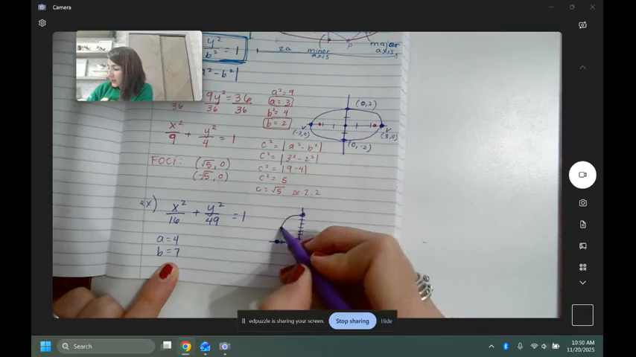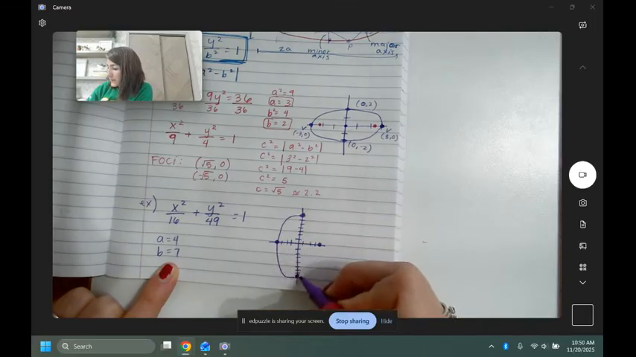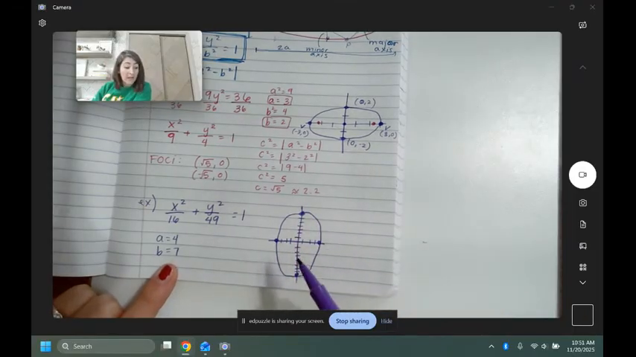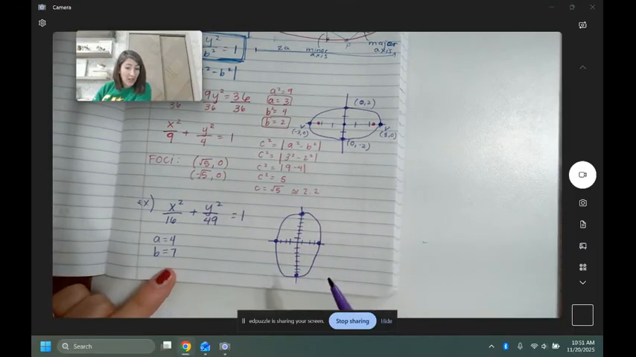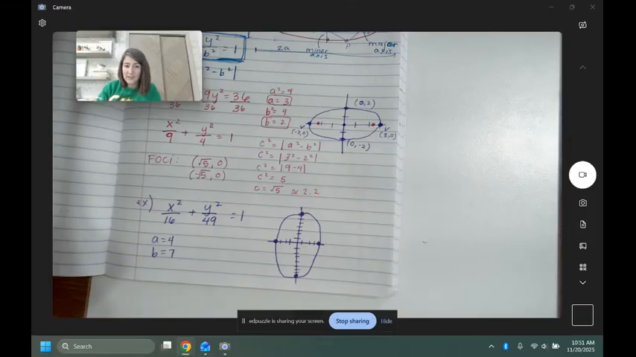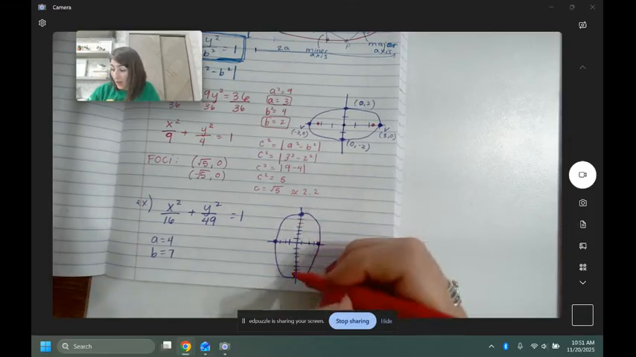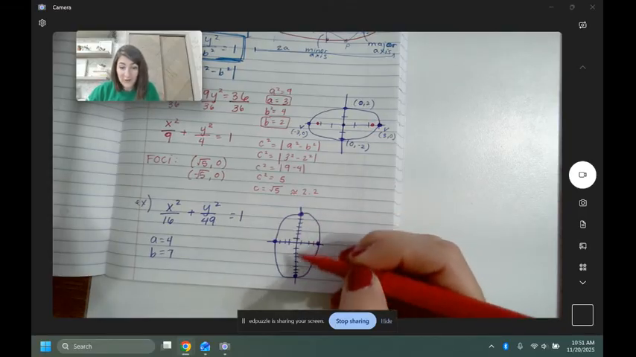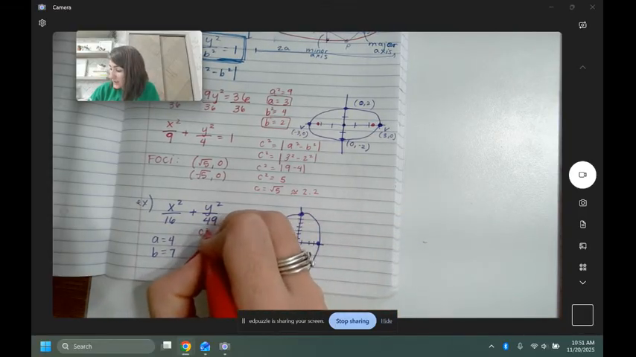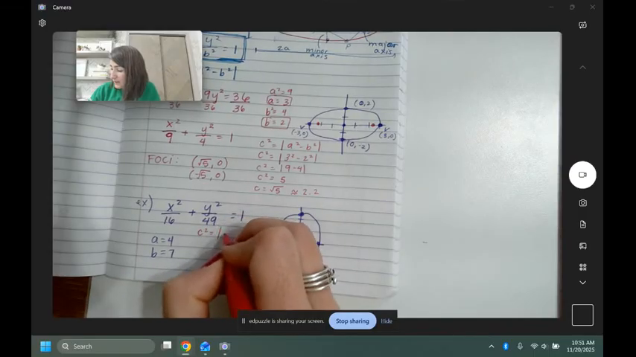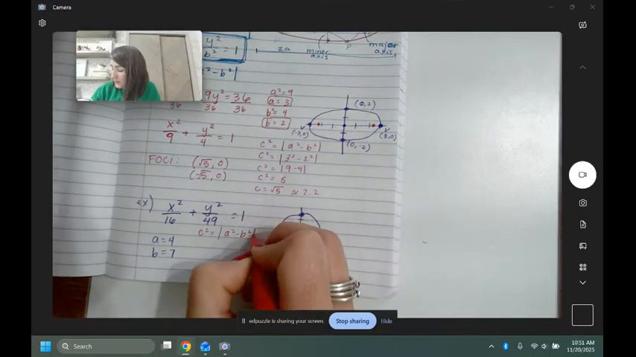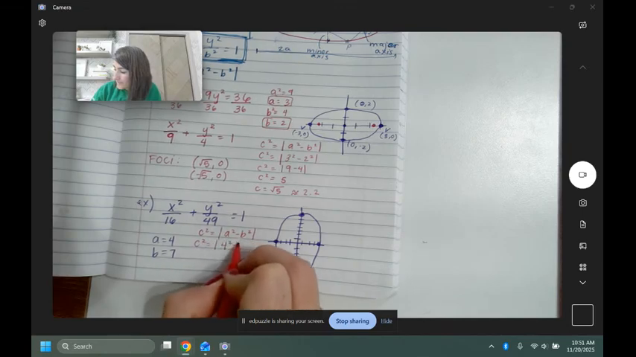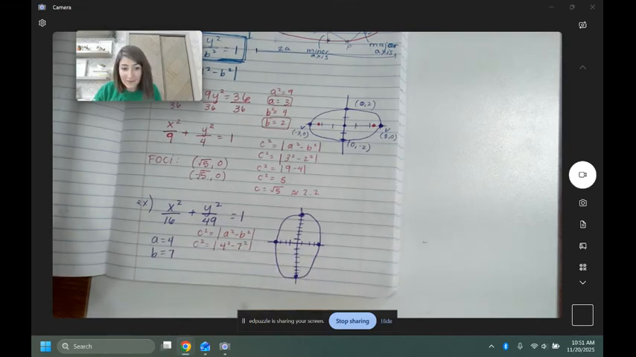So your ellipse is going to look like this, an up and down one. Beautiful. Now let's go ahead and find our focus. The focus has to be on our major axis here. It'll be somewhere here. So let's check. C squared is A squared minus B squared. Plug in everything you know.